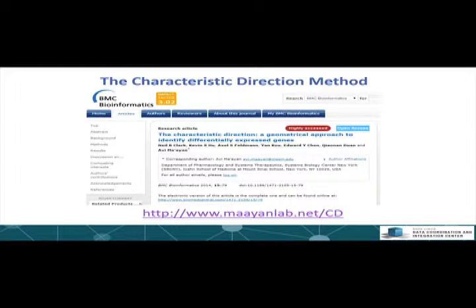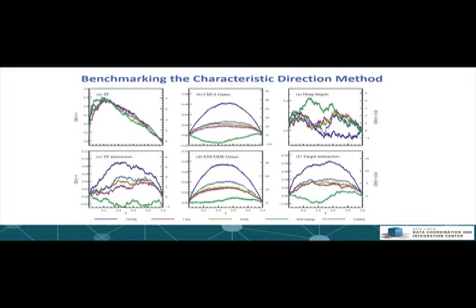So last year we published this paper called the Characteristic Direction Method. And it's a method to prioritize differentially expressed genes for microarray or RNA-seq experiments. So in this paper, we showed that this method is much more sensitive in calling the right differentially expressed genes compared with all popular existing methods.